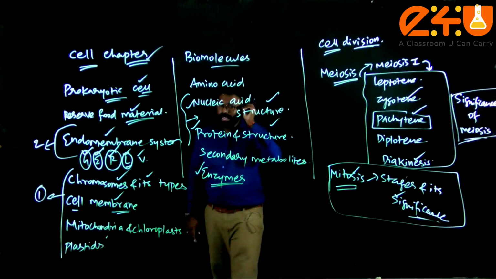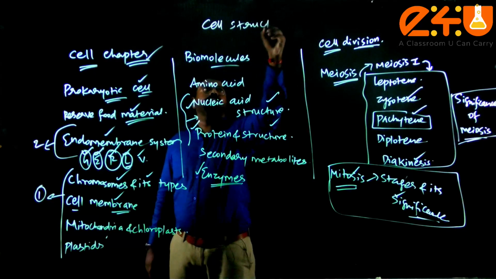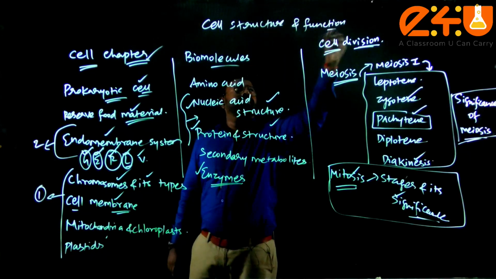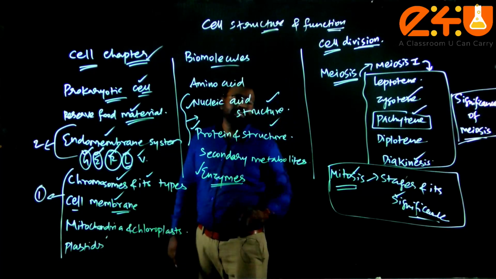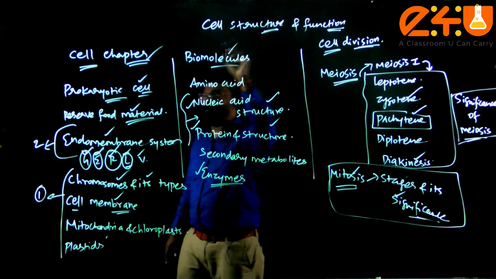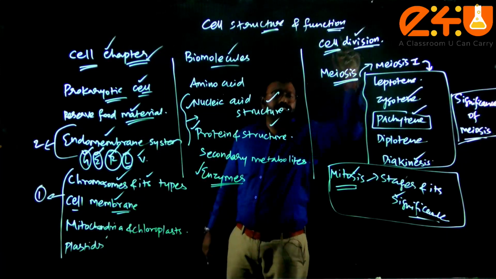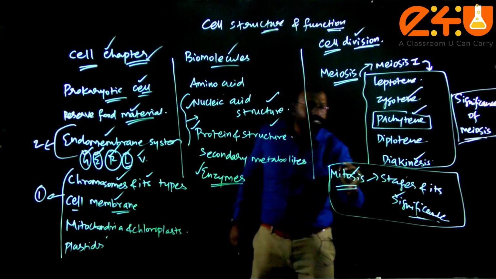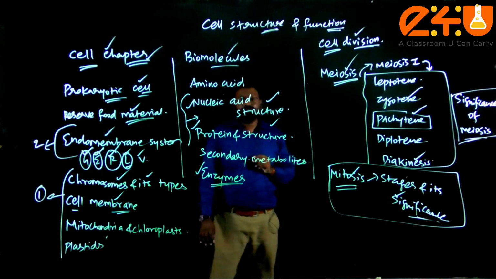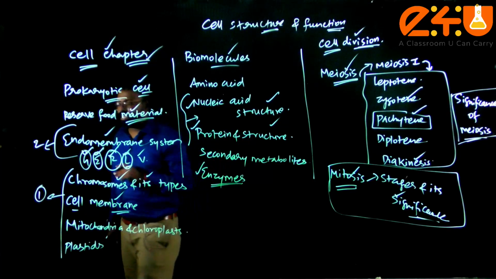This is about the cell structure and function unit. If you concentrate on this unit, you will get a MCQ credibility like 6 to 7 MCQs credibility. The least credibility lies on biomolecules, cell chapter 3 and cell division 3. Most MCQs lies on mostly meiosis aspects in case of cell structure and function. Have a note of these headings.